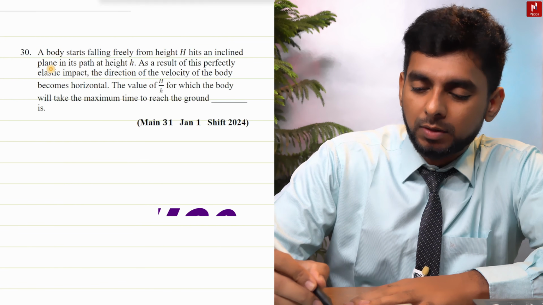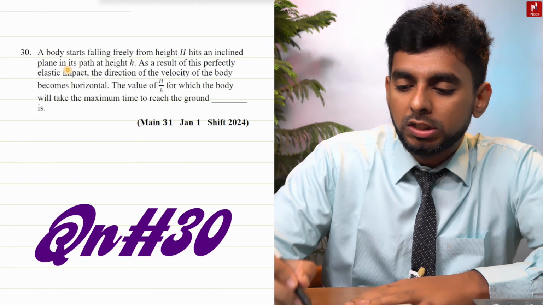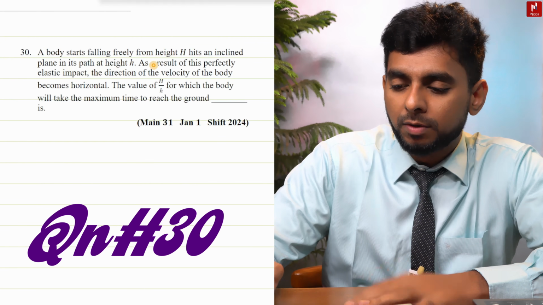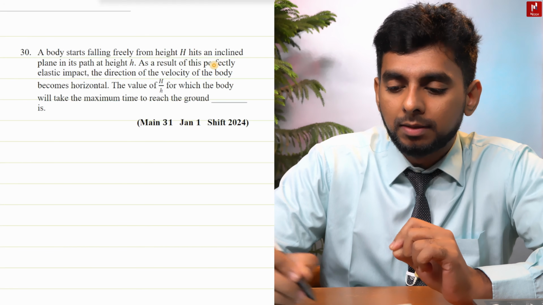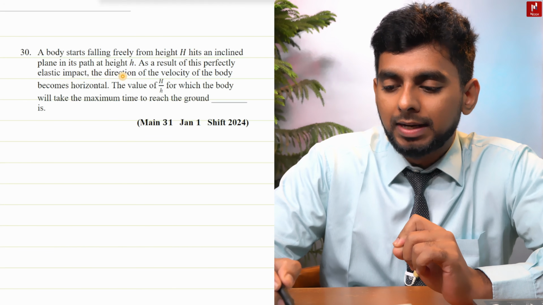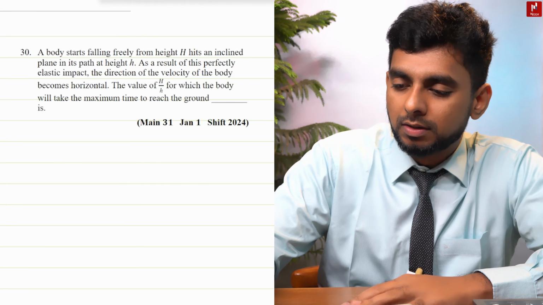Let's move to the next one. This question is a little bit tricky. Let me read the question. A body starts falling freely from height H, hits an inclined plane in its path at height small h. Okay, so first let me draw the diagram for this question.